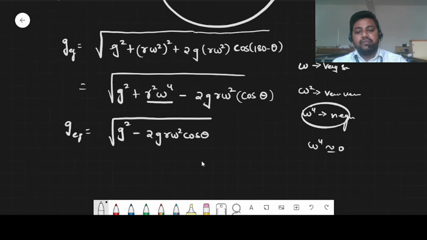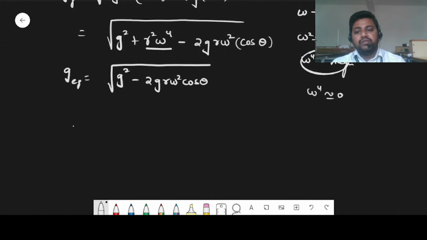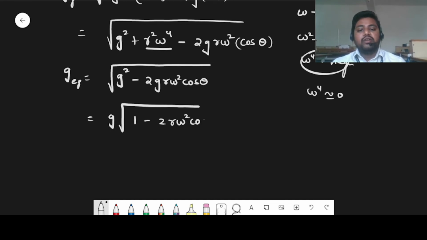Now we know that this value is very small. If I take g square common out, since it is under root, g will come out of it, and it can be written as 1 minus 2 r omega square cos theta divided by g. So this can be further written as g into under root of 1 minus 2r omega square cos theta divided by g, whole power 1 by 2.